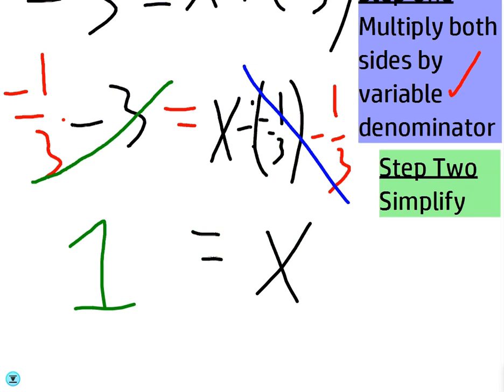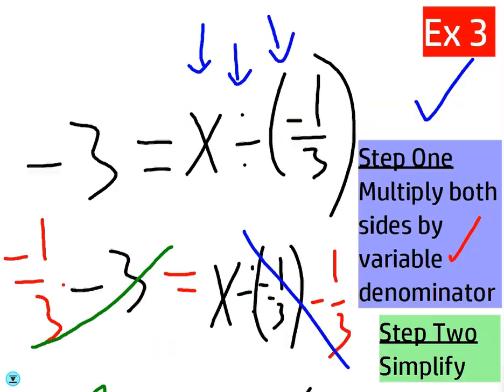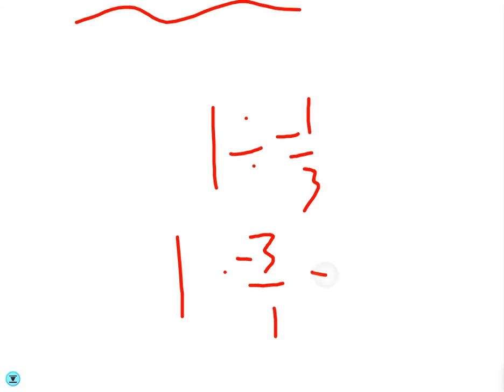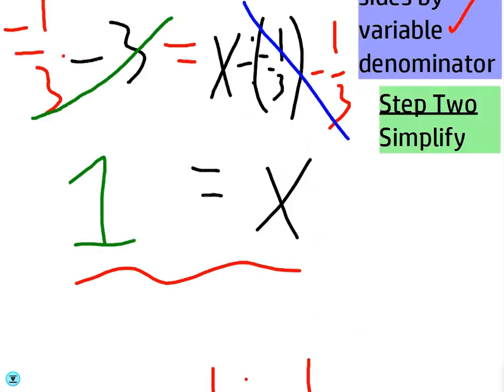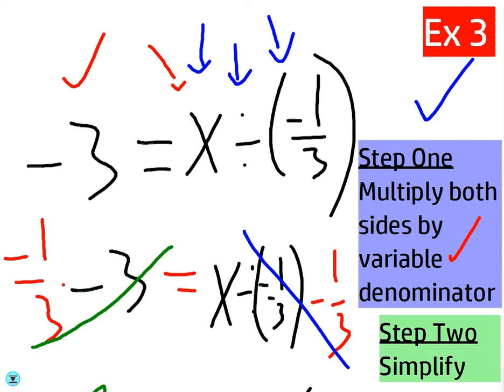And we can go ahead and, if we wanted to, we could plug that back in. If we plugged in 1 for x, it'd be 1 divided by -1/3, which would be the same as 1 times -3 over 1, which gives you -3, which is what we had on the left-hand side of the equation.